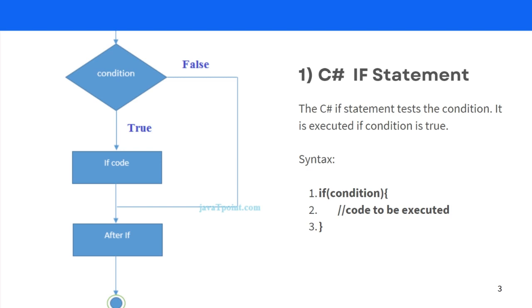On the left hand side, you can see the flow diagram, how the flow first enters the condition, and if the condition stays true, then the if code will be executed. If it is false, then the code after the if will be executed, meaning it will carry on, and the if code will not be executed.